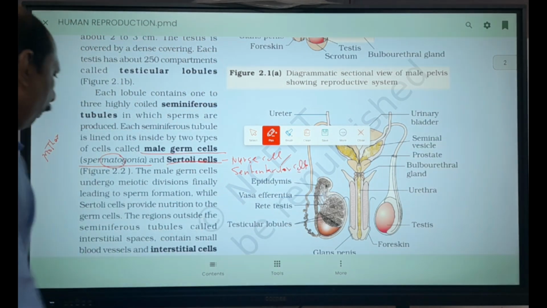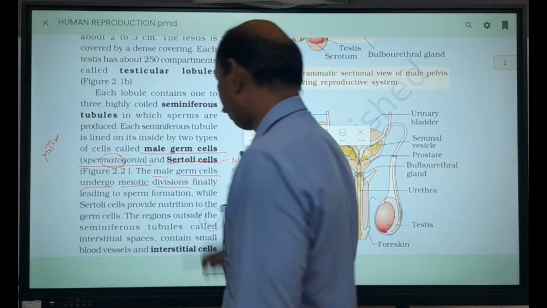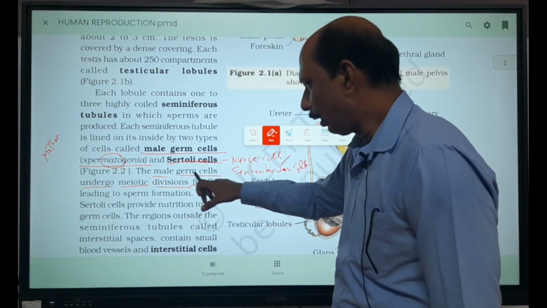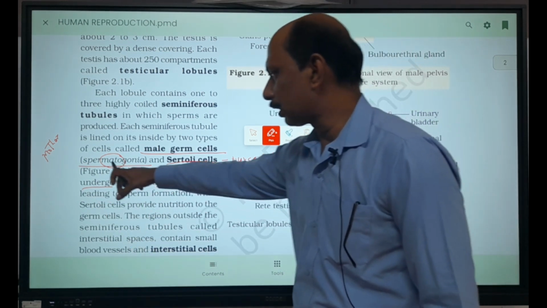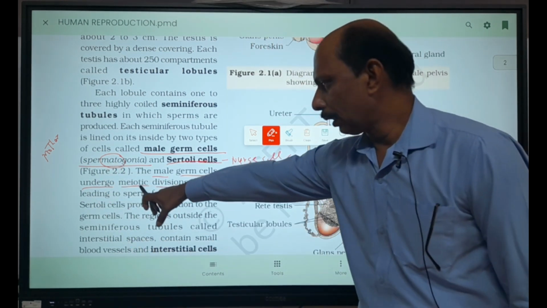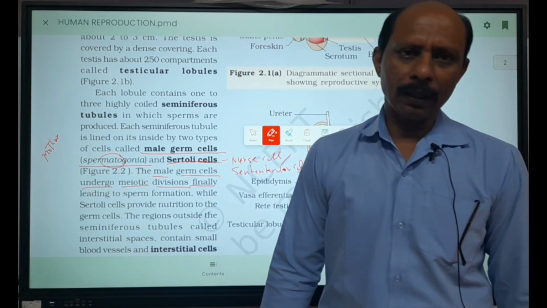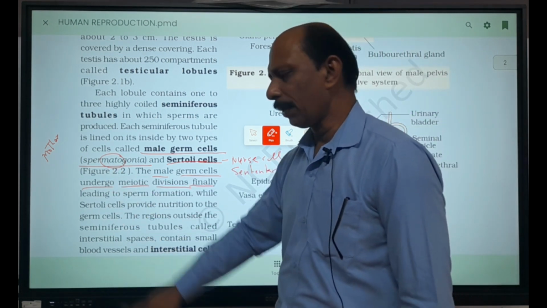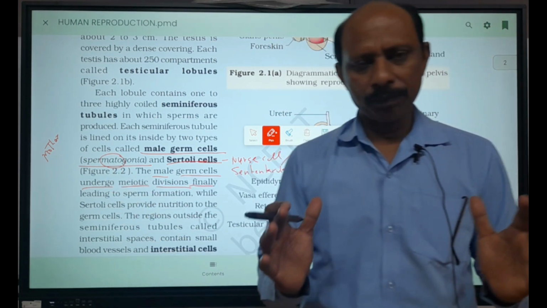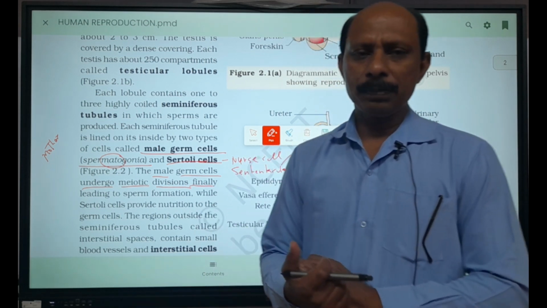The male germ cells undergo meiotic division. Male germ cells means what? Spermatogonia. They undergo meiotic division, finally leading to sperm. First, what happens is these spermatogonia become enlarged. When they become enlarged, they are called primary spermatocytes.